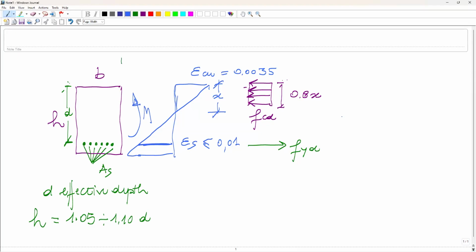When epsilon cu is 0.0035 and epsilon s is equal to 0.01, how much is x? When I was a student, we learned 0.2593 d. But this huge precision of digits, for us civil engineers, is a little bit meaningless. We can say 0.25 or 0.26. In both cases, it's the correct answer. It's 0.25 or 0.26 d.